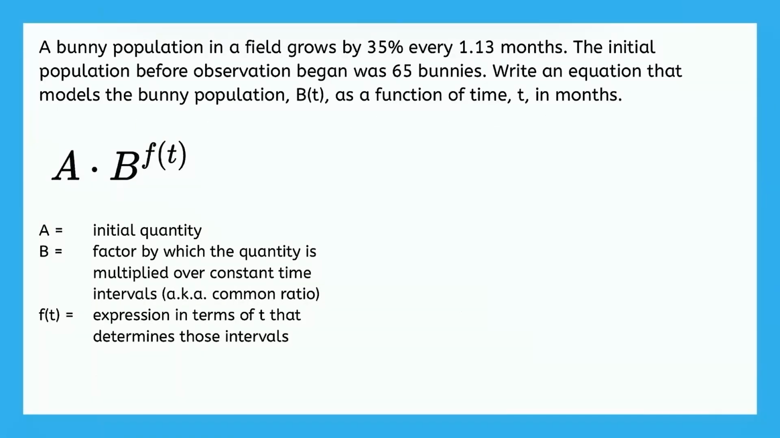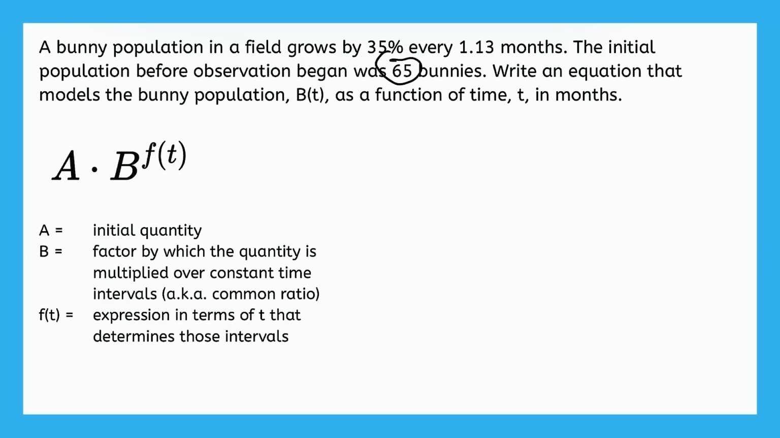All right, first one. A bunny population in a field grows by 35% every 1.13 months. Let's remember, what's another way to say grows by 35%? Instead of saying grows by 35%, we could also say that the population increases by a factor of 1.35. And this growth by 35%, they tell us, happens every 1.13 months. Now, the initial population before observation began was 65 bunnies. So we started with 65 bunnies.